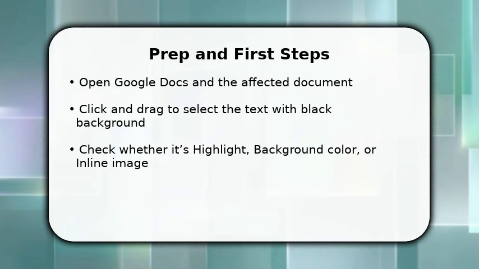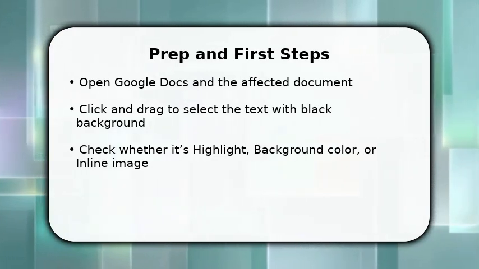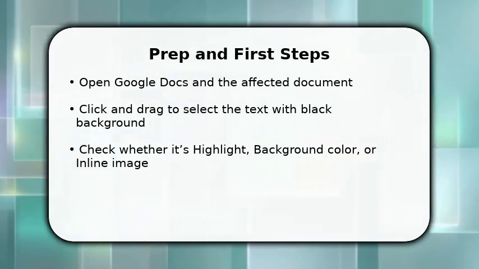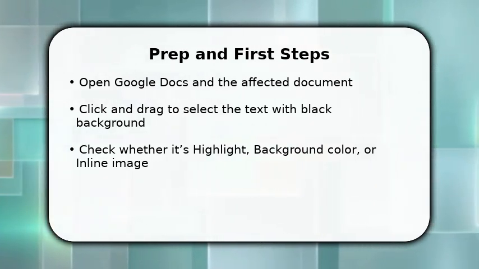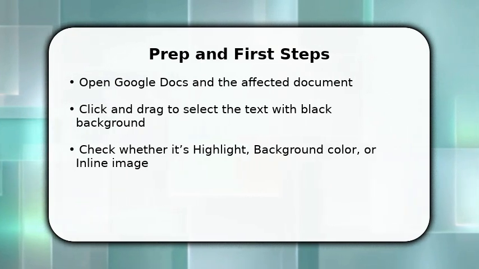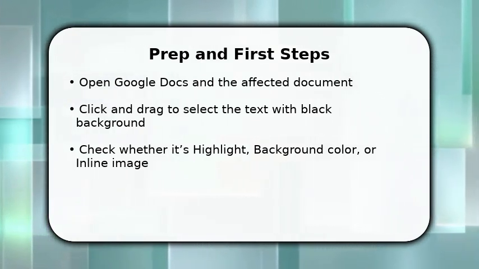You start by opening the document and selecting the exact text showing a black background. Once selected, inspect the toolbar. Is highlight active or is it a text background color? If an image behind text is present, you'll need to select the image first.